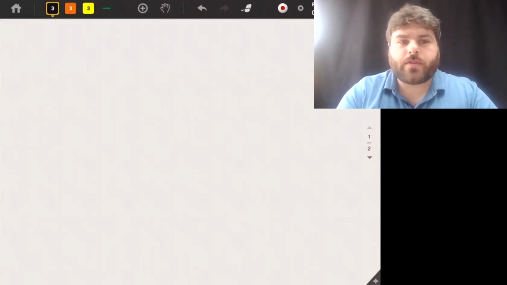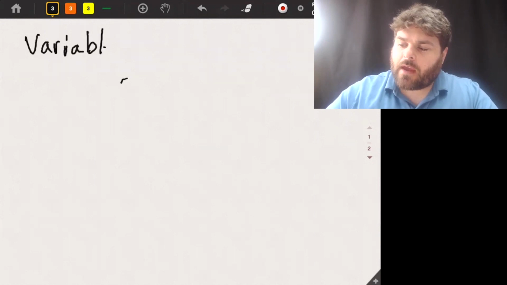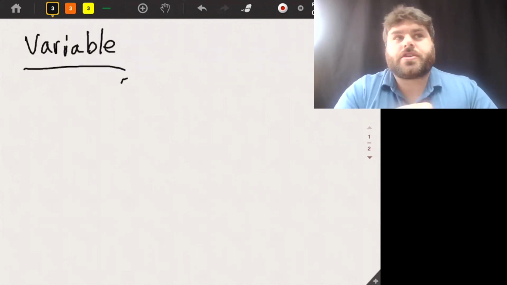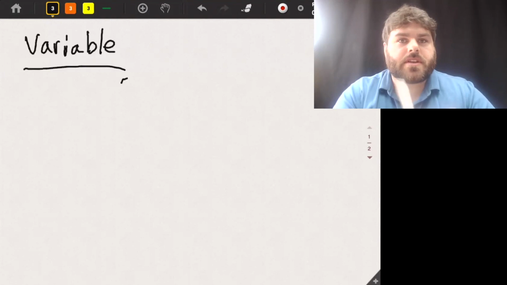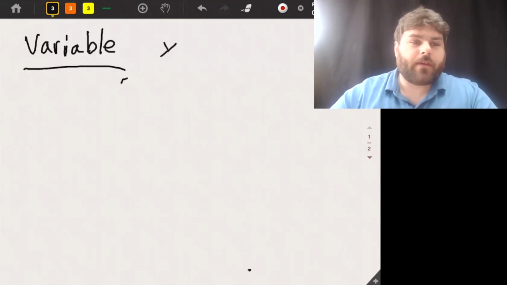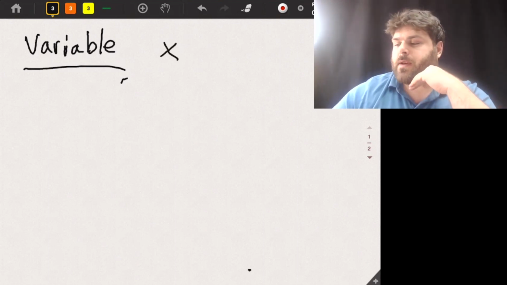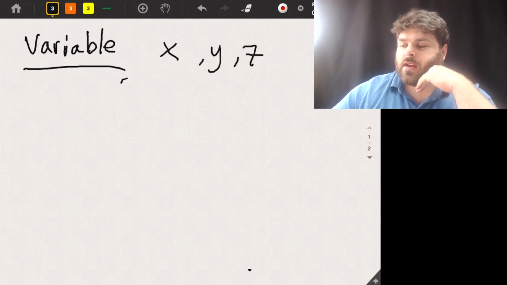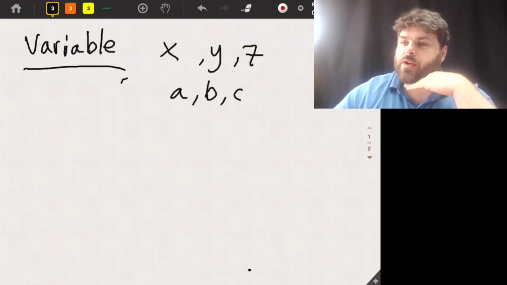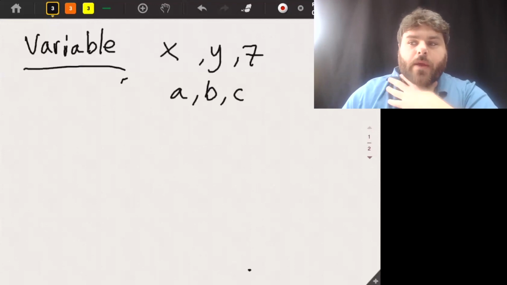So first thing we want to do is define a variable. Basically a variable is just a letter that represents some number. It's an unknown number, we don't know what it is. A really common variable is going to be the letter X. Sometimes you'll see Y or Z, but it could be anything, A, B, C, it could be any letter. Basically any letter that's representing an unknown number that we don't know.